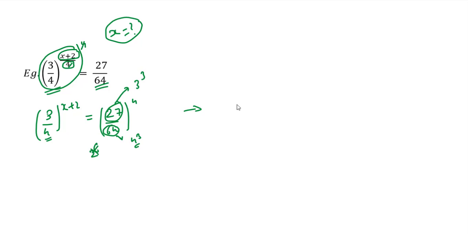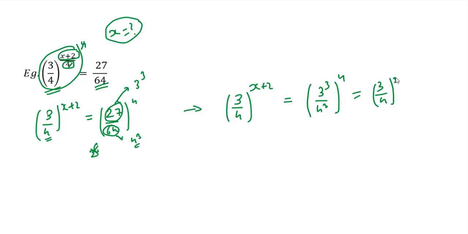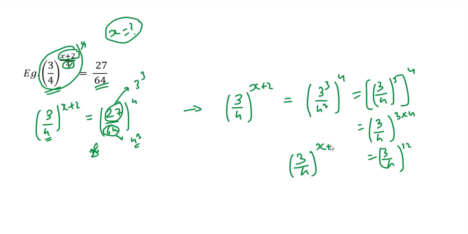So this equation can be written as 3 by 4 the whole raised to x plus 2, and this will become equal to 3 cube upon 4 cube, and this entire thing has been raised to the power 4, which can be written as 3 by 4 the whole cube and this entire thing raised to the power 4. Now this is of the form a raised to m and the whole raised to n. So this can be written as 3 by 4 the whole raised to 3 into 4, which will give us 3 by 4 the whole raised to 12, and this thing is equal to the left hand side, which is 3 by 4 the whole raised to x plus 2.